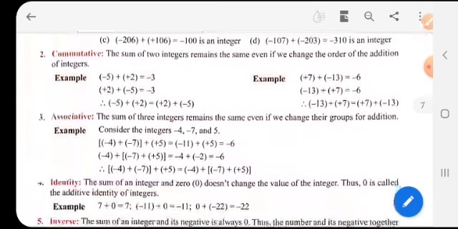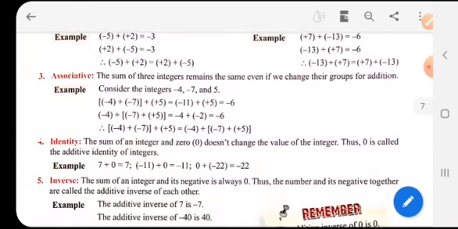The next is associative. The sum of three integers remains the same even if we change their groups for addition. Like minus 4, minus 7 and plus 5 will give us minus 4 and minus 7 is minus 11, and plus 5 is minus 6. So the answer we get is minus 6. In the reverse case also it will be the same thing.